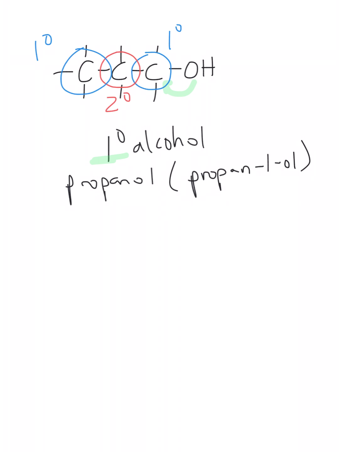Well, if you look, a secondary carbon is actually bonding to two other carbons. That's what makes it secondary, whereas a primary carbon is only bonding to one other carbon, right? So in a primary alcohol, we have the hydroxyl group bonding to a primary carbon, and that's what makes it a primary alcohol.